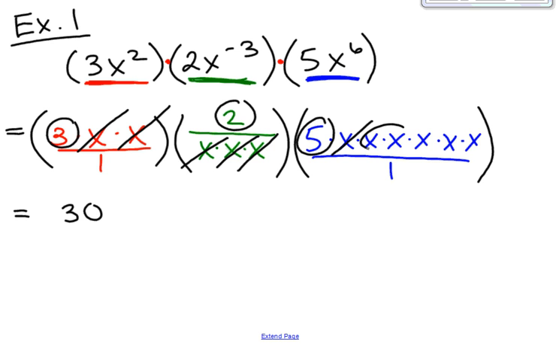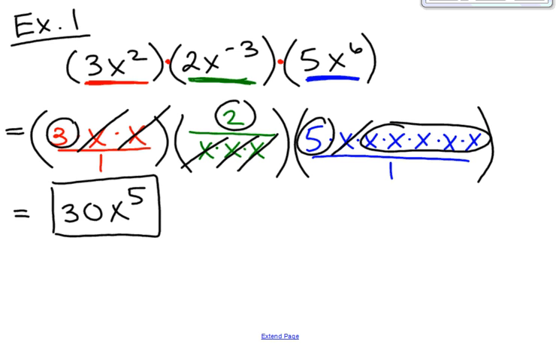So now I see, okay, how many x's are left? Well, I've got these x's left. And how many are those? 5. So that's x times x times x times x times x. So that's x to the 5th. And then all you have left in the denominator is 1. So then we just leave the answer as 30x to the 5th.